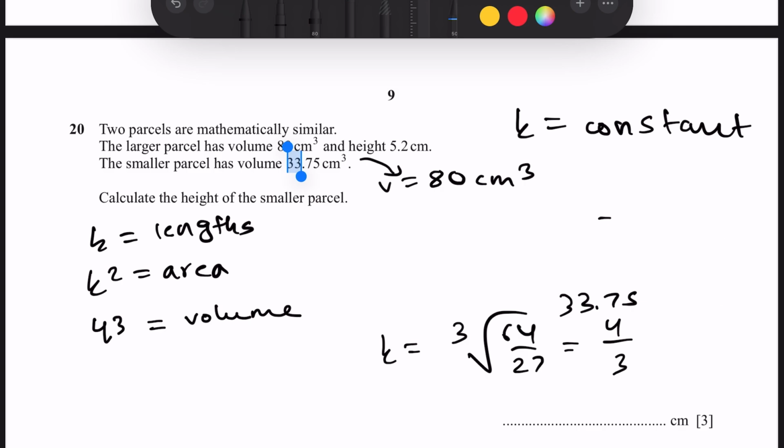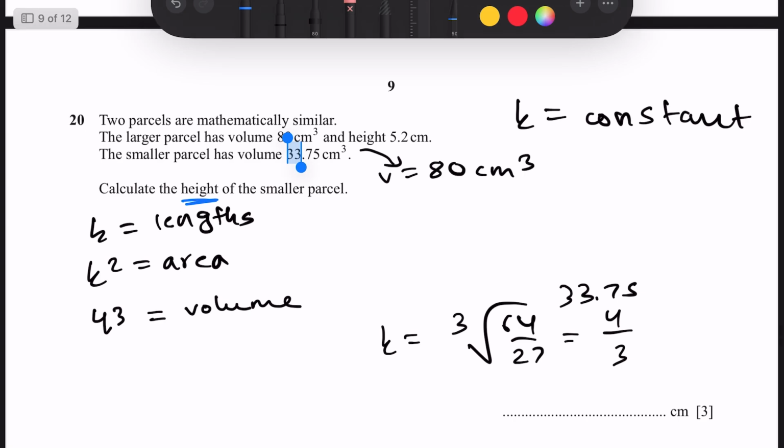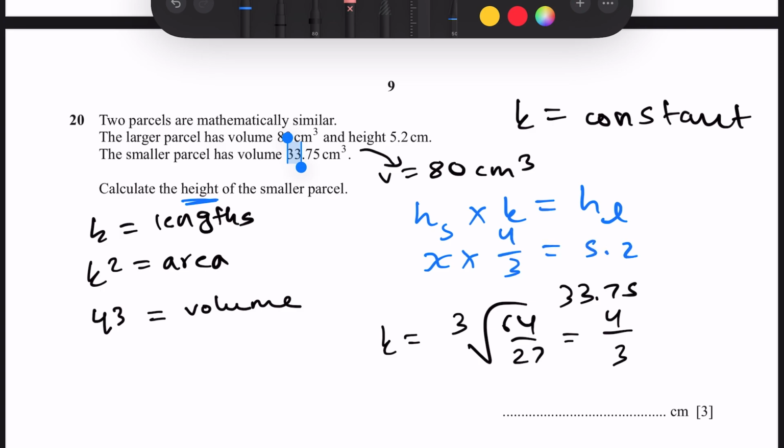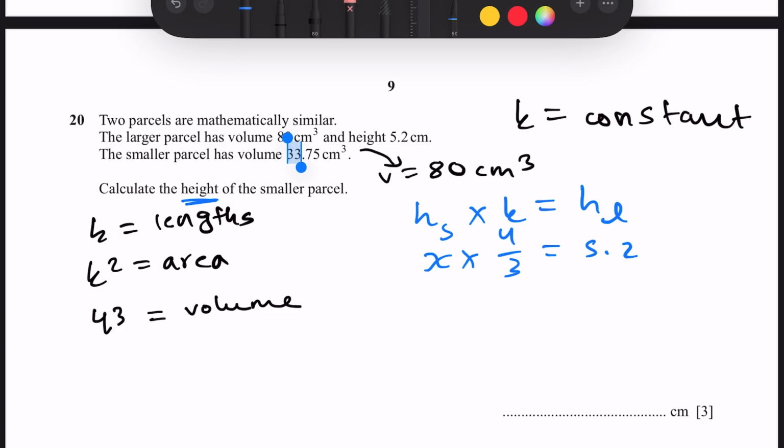And since for lengths, like in this case height, it is proportional to k, not k squared, not k cubed, the height of the smaller parcel times k is equal to the height of the larger parcel. So the height of the smaller parcel we write as x, times k, which is 4 by 3, is equal to the height of the larger parcel, which is 5.2. Therefore, x is equal to 5.2 divided by 4/3. This is equal to 5.2 times 3 divided by 4, which is equal to 3.9.